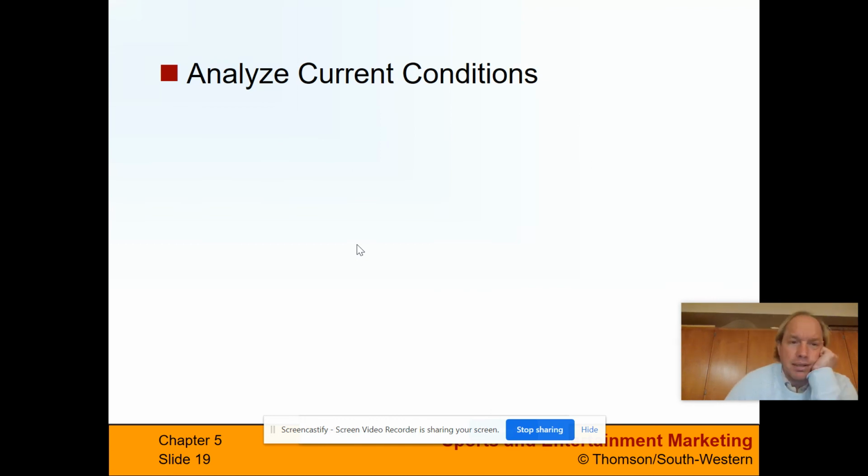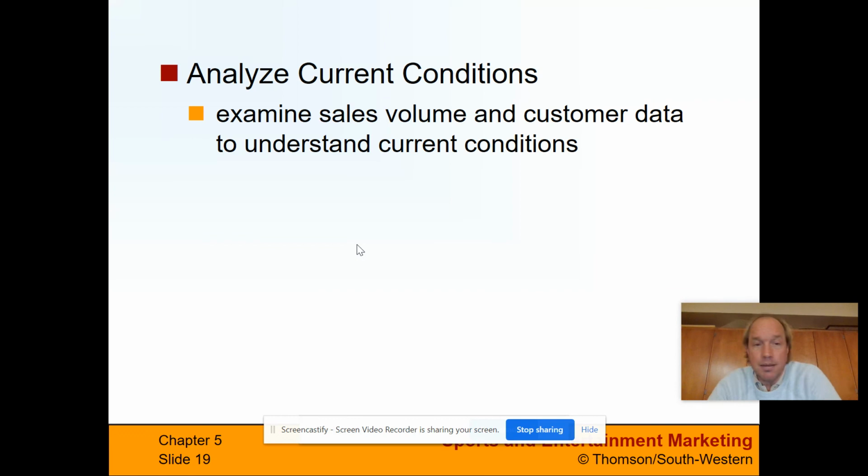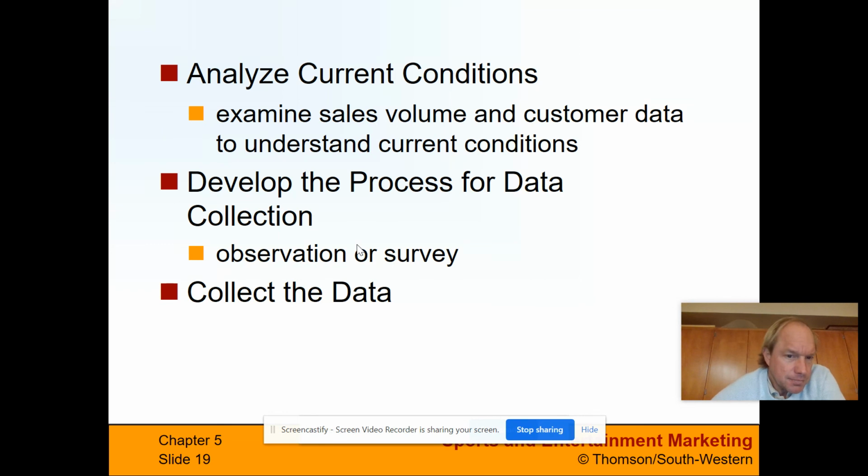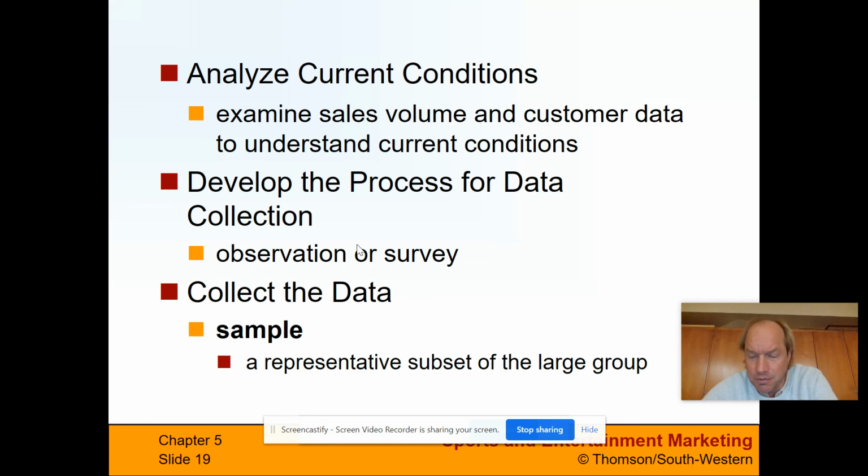Okay. The second part is analyzing current conditions. And it can examine sales volume and customer data to understand current conditions. The third step in the marketing research process is develop the process for data collection. Okay? Are you going to observe people purchasing the product, or are you going to conduct a survey? Okay, which one? Then you actually go through and collect the data. Okay, you go through it. You take samples, okay, which are representative subsets of a larger group.